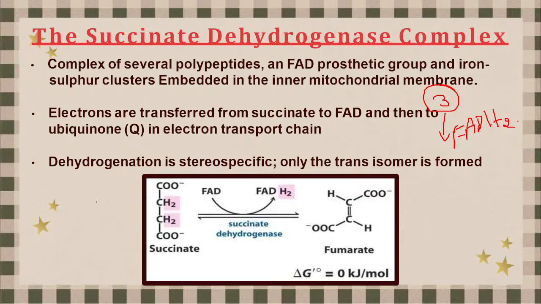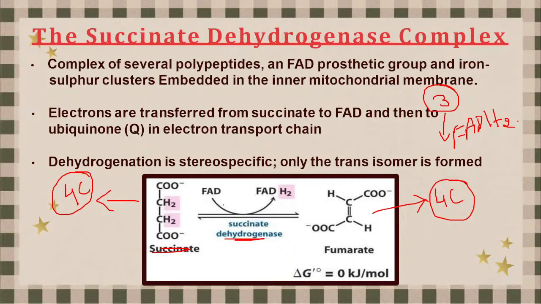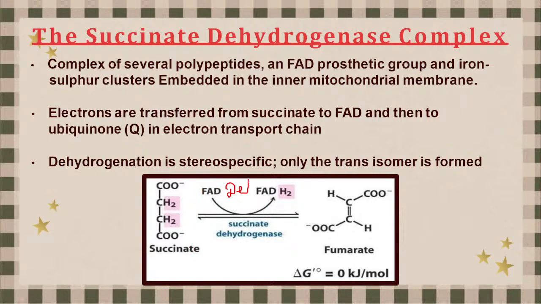Succinate is a how many carbon containing compound? We know that it is a 4 carbon compound. And fumarate is how many carbons? Of course, fumarate is also a 4 carbon compound. But listen to my statements correctly. What is happening here? There is an enzyme called succinate dehydrogenase. It is taking the H from the succinate, and that H is taken by FAD. FAD is reduced to FADH2. What is simply happening here is dehydrogenation.